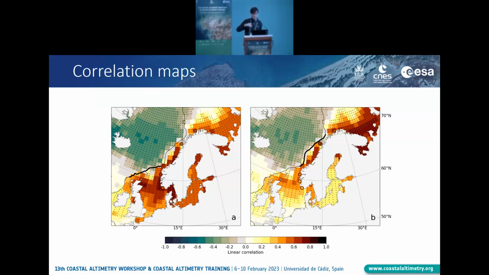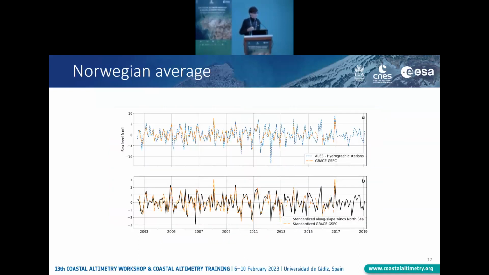We didn't only consider the covariability between the signals, but also their amplitude. In this case, we consider the average along the Norwegian coast of the hydrographic stations. In the upper plot, you've got the mass component of sea level averaged along the Norwegian coast provided by satellite altimetry and the hydrographic stations, which is the blue line, and from GRACE, from the Goddard Space Flight Center mascon solution, which is the orange one.